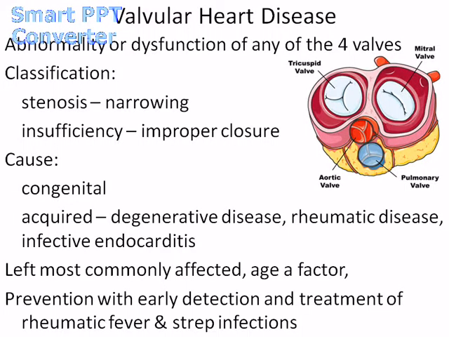Valvular heart disease describes an abnormality or a dysfunction of any of the heart's four valves. That would be the mitral and the aortic, those are the left-sided valves, and the tricuspid and the pulmonic on the right.